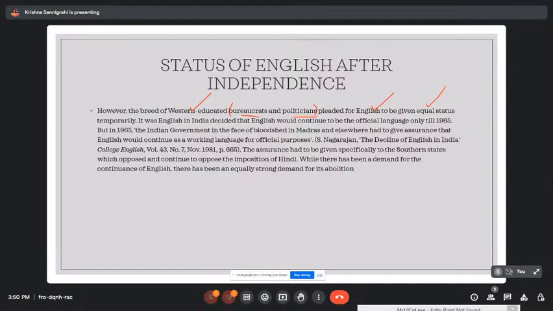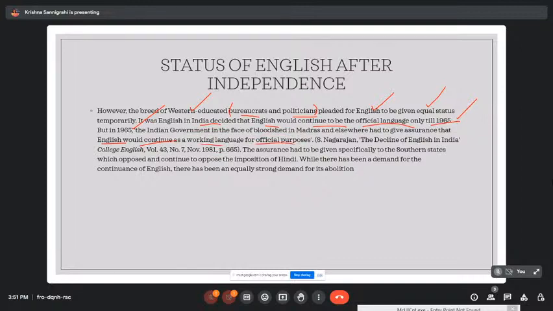To English. So it was decided that English in India would continue to be the official language only till 1965. So this is what was decided. Till 1965, it would be the official language, English. But in 1965, the Indian government, in the face of bloodshed in Madras and elsewhere, had to give assurance that English would continue as a working language for official purposes.